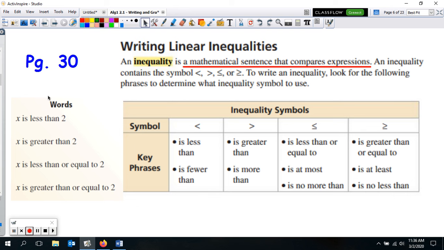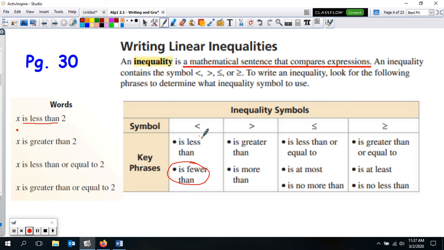On page 30 you have the core concept, and the first bullet of each one is already given to you right there. But I want you to write down that there's more than just one way to describe these symbols, and you might see them written other ways. So you want to write that underneath here. This first one is less than. X is less than, which you already have. But then you also want to put this next bullet underneath, is fewer than as well. So is less than, is fewer than.